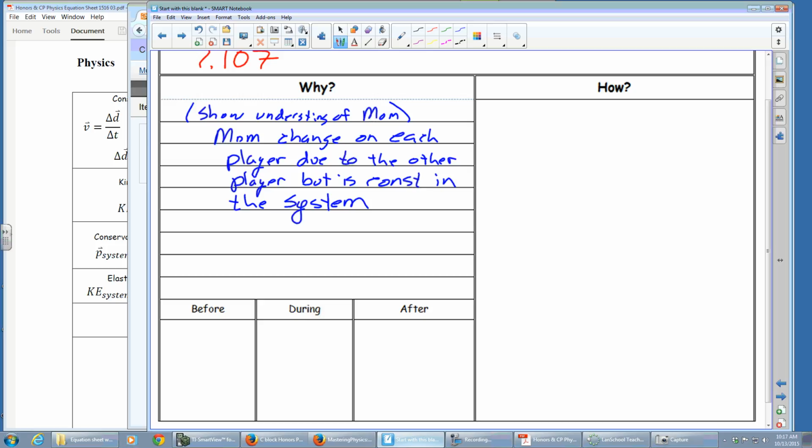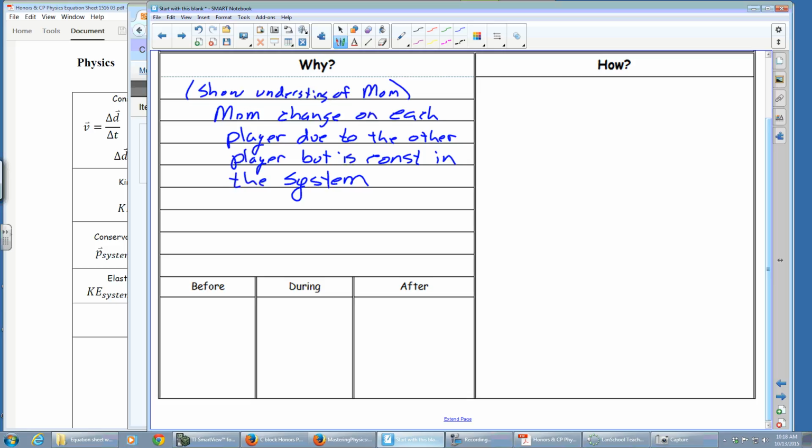Let me give you a choice: elastic, semi-elastic, inelastic, and even maybe explosion. What do you think? Inelastic. What was the clue that it was inelastic? That they stick together. All right, good. We're making some progress. All right, so we need to do before and after.